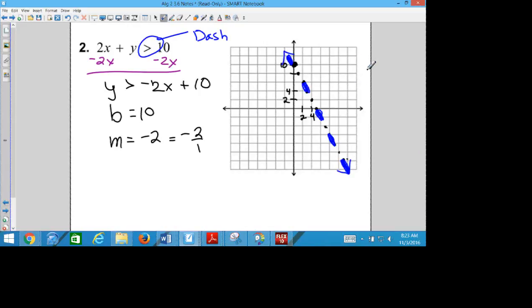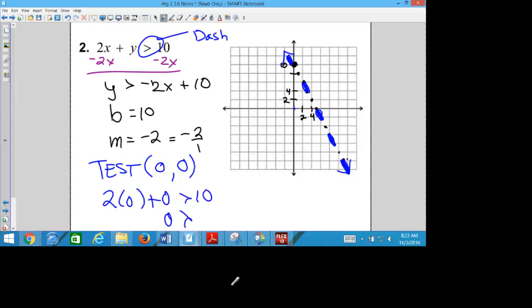Then after we dash it, then we need to test a point. What point could I test? Has to be a point not on that line. 0, 0 work? So I'm going to test that point. Oop, that one right there. See if it works. In the original question, 2 times 0 plus 0 greater than 10. 0 is greater than 10, right? No, not right. False. So that means when I shade, I do not shade 0, 0. So the other way around.